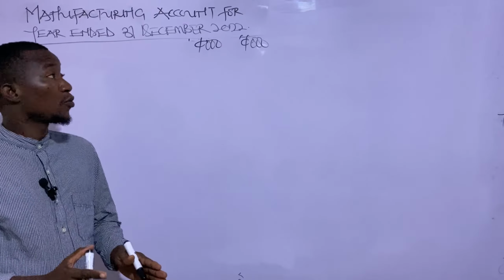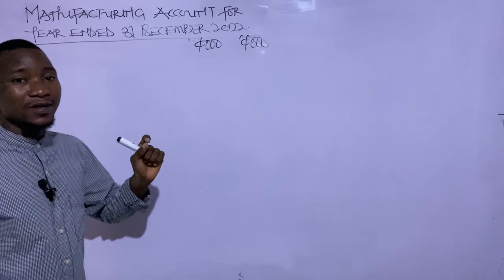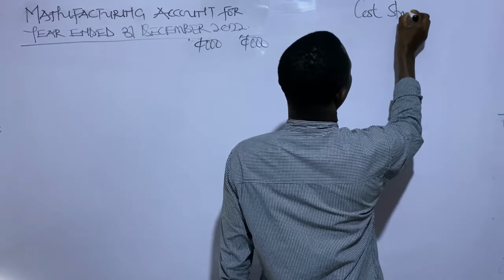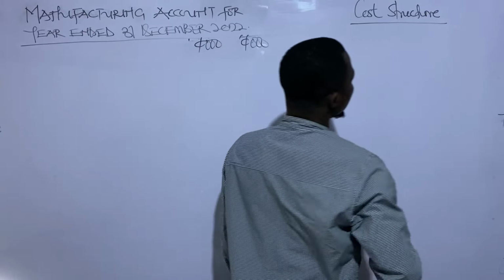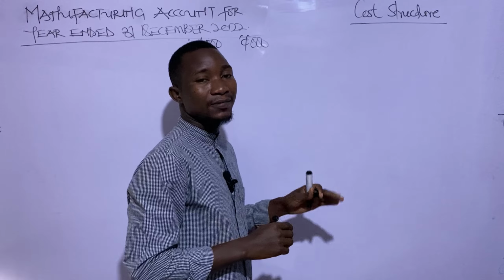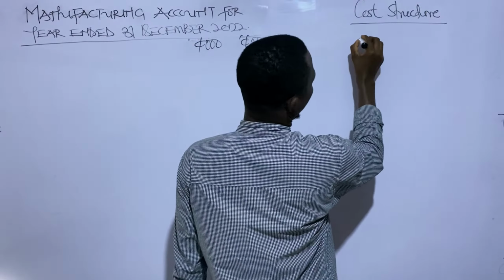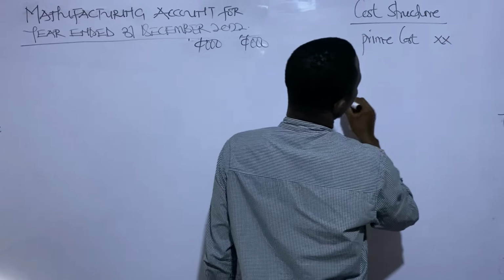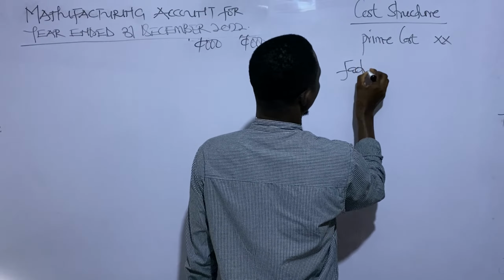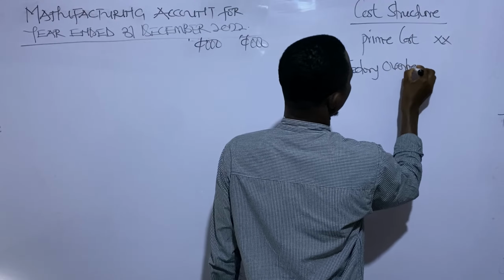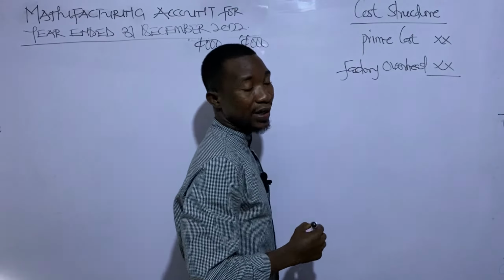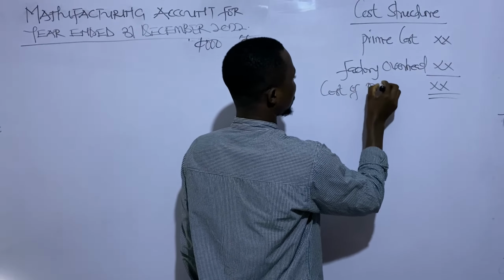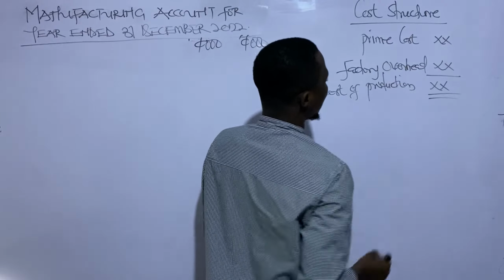So we will look at the cost structure. Before we begin to prepare the manufacturing account itself, let's first of all determine the cost structure. The cost structure has to do with the components of the cost of production. So the first component is what we call prime cost. The second component is factory overheads. When we add these two together, we arrive at what we call cost of production.